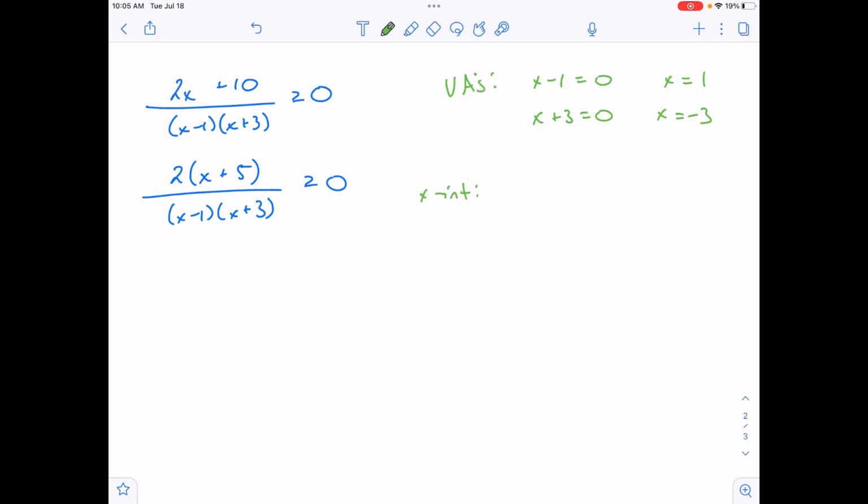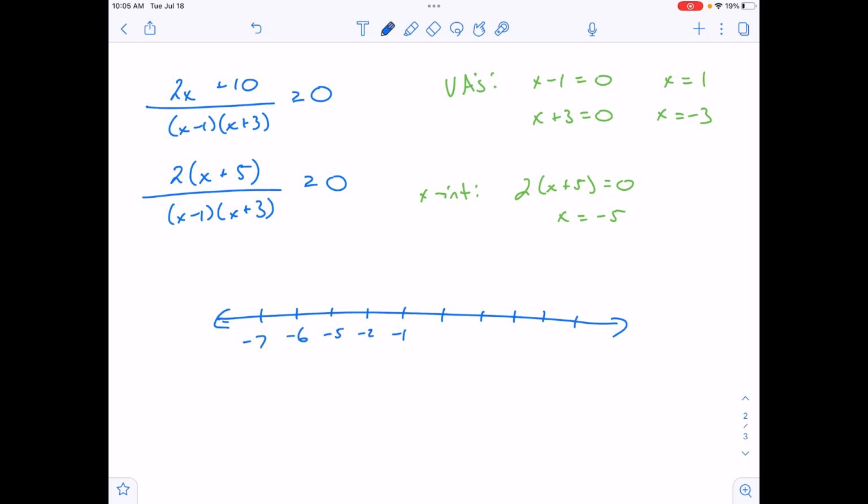My x-intercept is located when I have my numerator equal to 0, or in this case, x is negative 5. Awesome. Now we set up that number line again. Oh, that's a nice diagonal number line. Try that again. Better. Okay, and I have to go from negative 5, I have a 0, and I have a negative 3. Oh, I skipped a whole bunch of numbers there.